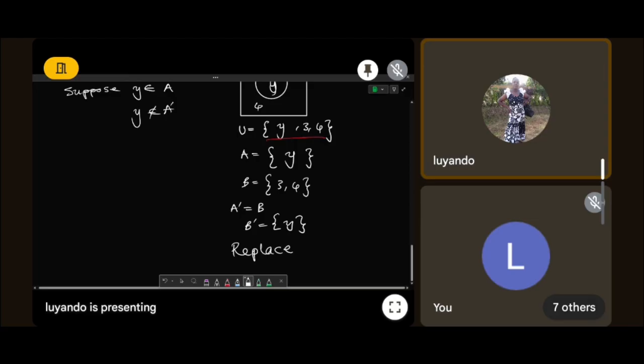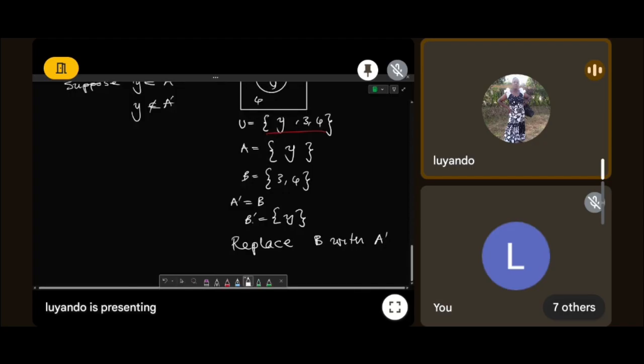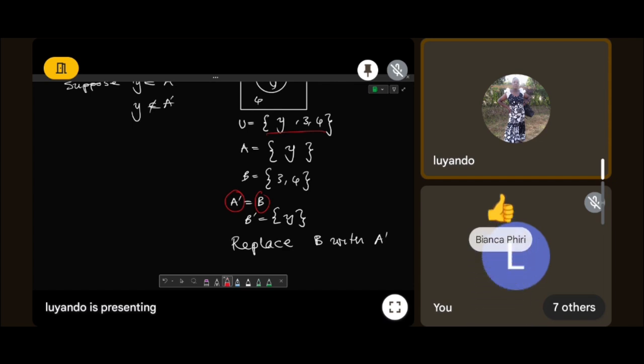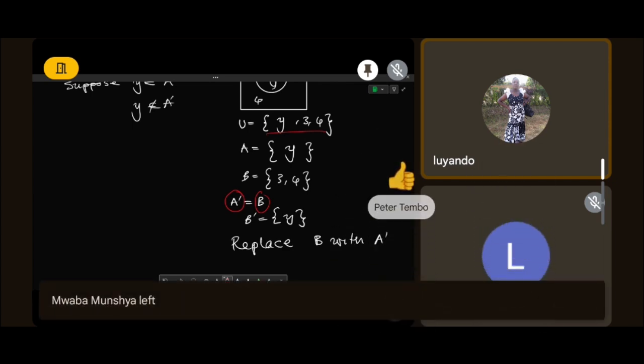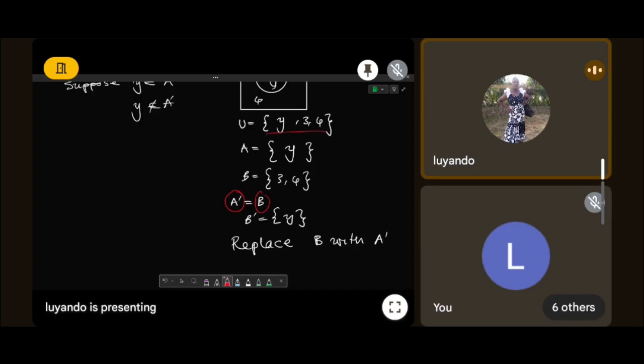now we replace B with A complement, because remember we said that A complement is equal to B. So where there is B, we can replace it with A complement. You understand that? Okay, so where there is B complement here, let's remove the B.